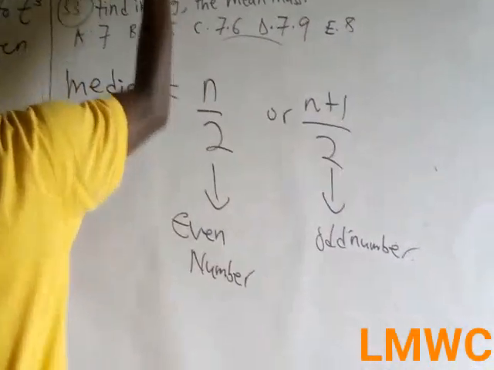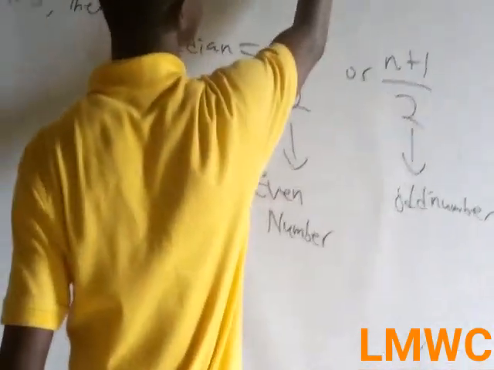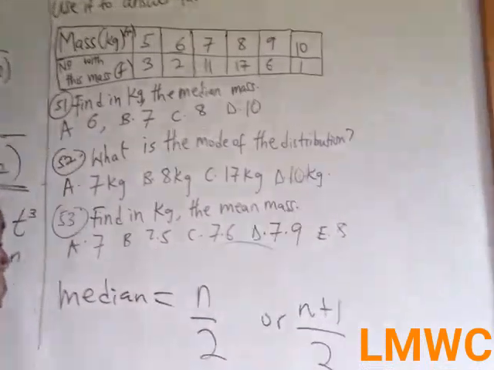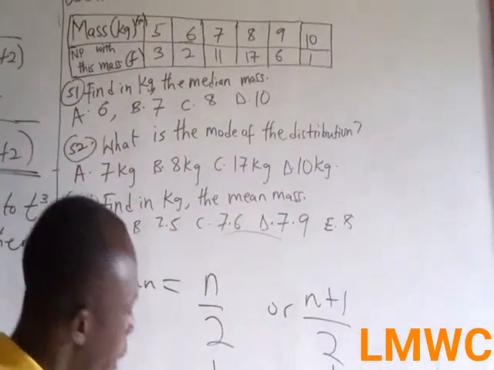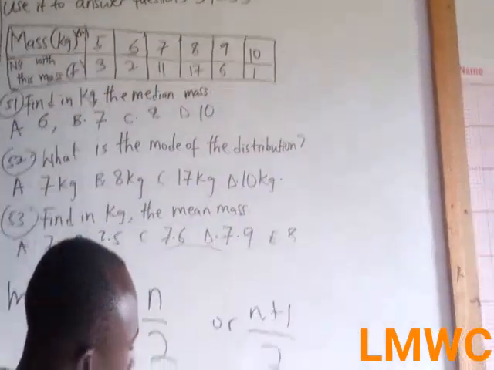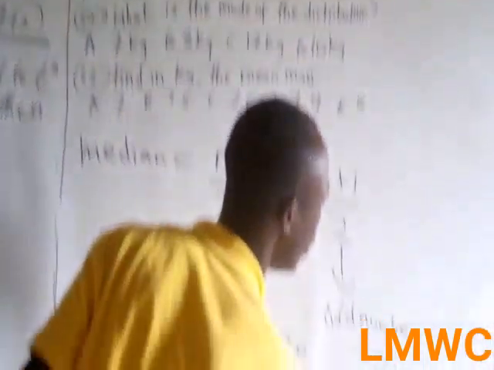Now let's add our frequency. This is F and this is X. Take note: 3 plus 2 is 5, 16, this is 33, 39, 40. So we have our total frequency as 40, but it's even. So you choose this formula. It becomes 40 over 2. 2 goes here 1, 2 goes here 20. So you reach the 20th position.